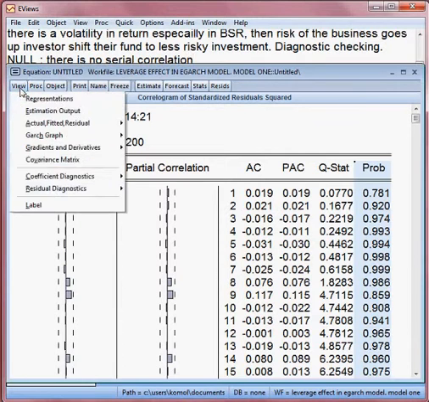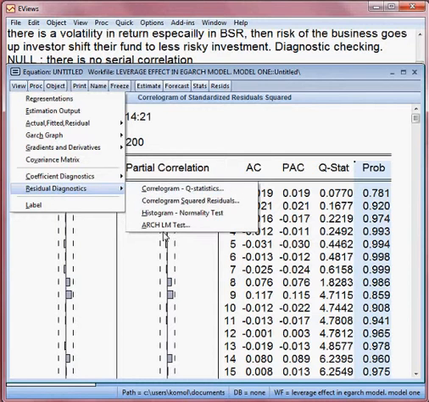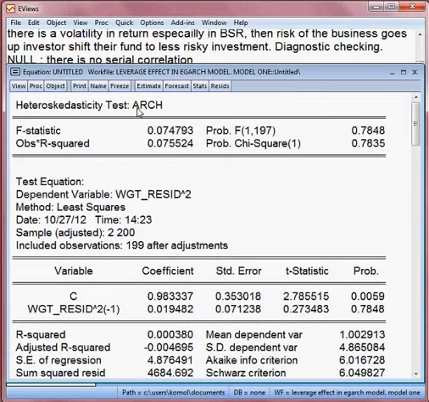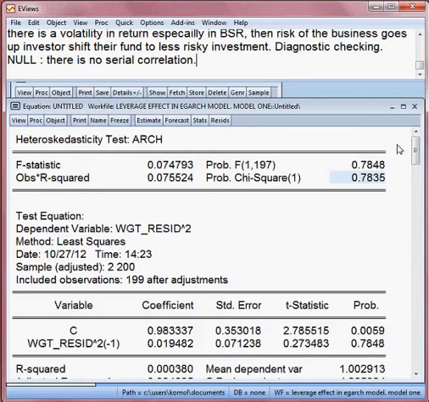I go to View, then Residual Diagnostics, then ARCH LM Test. I click here, and it is the ARCH model, already here. Then I click OK. Okay, it is the ARCH test, with the observed R-squared and the probability value here. And what is our null hypothesis? The null hypothesis is there is no ARCH effect, and that is desirable.